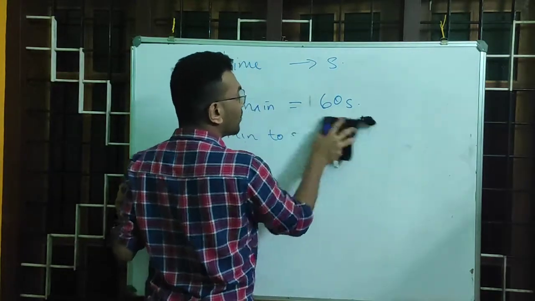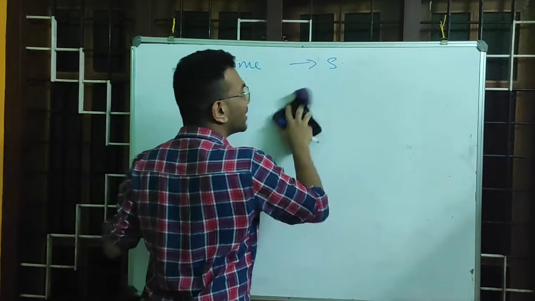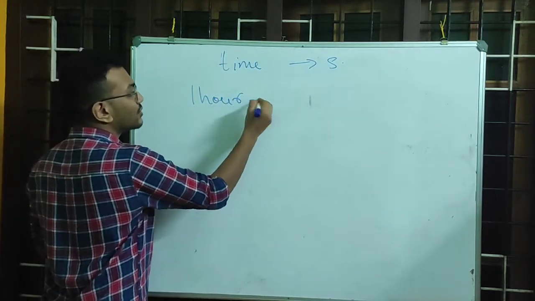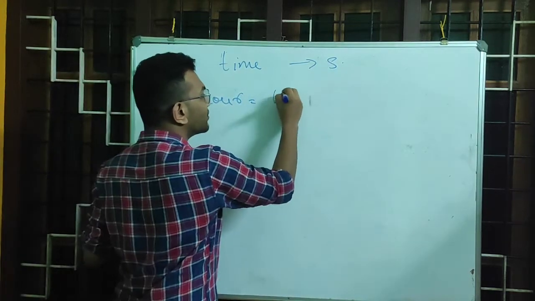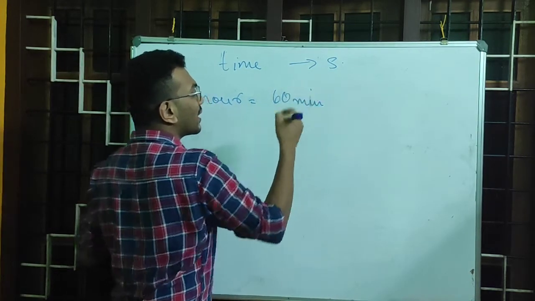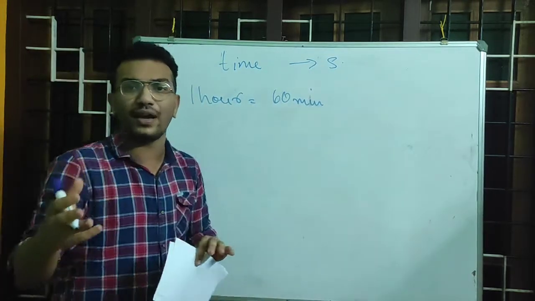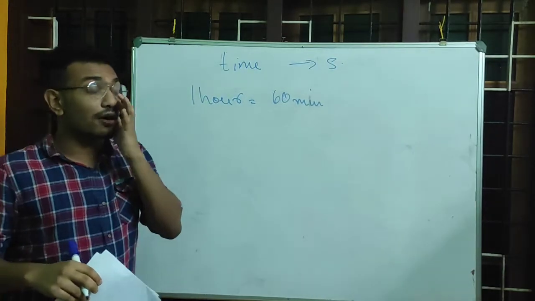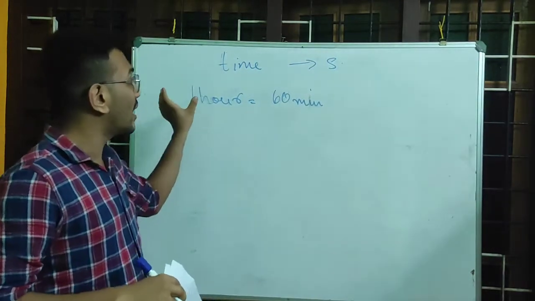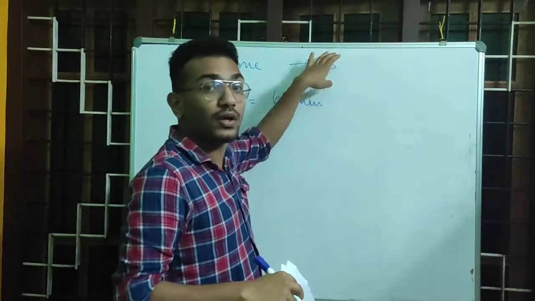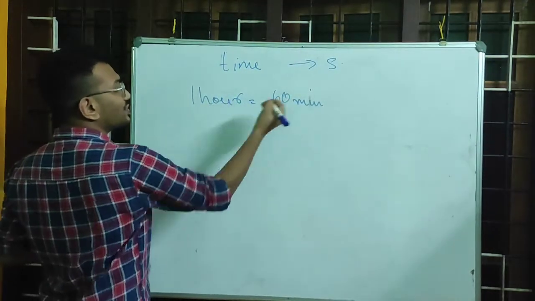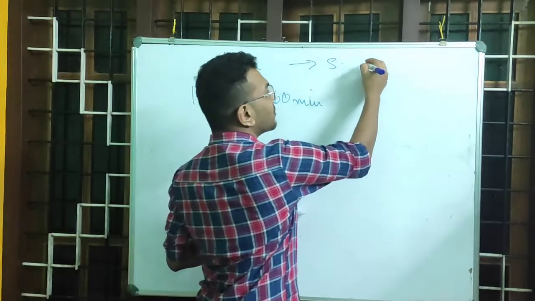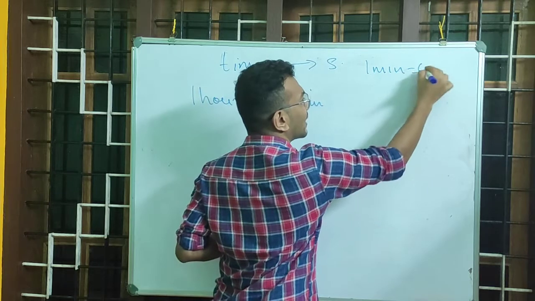Now we discuss more about hours also. We have to study the relation here. 1 hour is equal to how many minutes? 60 minutes. The same way we can convert hours to minute and minute to hours. But now we need to discuss how we will convert hours to second. As you know, 1 hour is equal to 60 minutes. How would you convert 60 minutes to second? As 1 minute is 60 seconds.